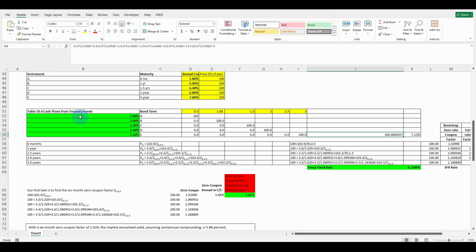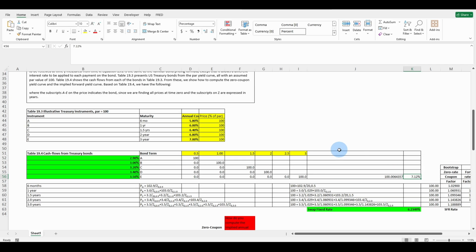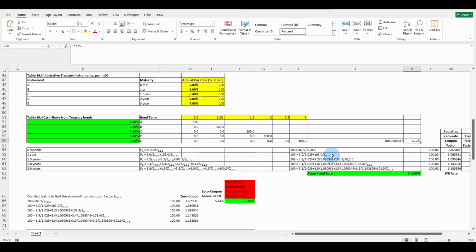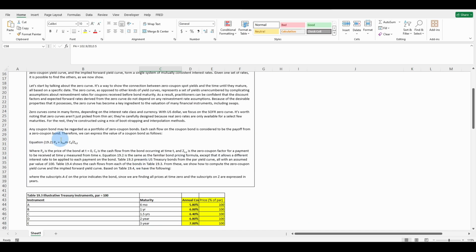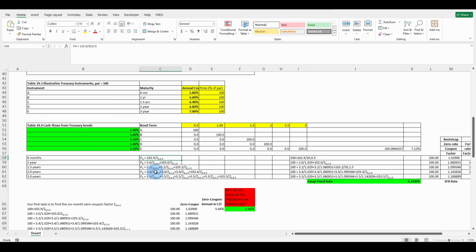Looking at Table 19.4, it looks like we have a price of 100, 0.064, et cetera, and then a yield of 7.12%. And I'll delve into this in a minute. So we have the 6-month, and here is the formula. Isn't that this right here? Yeah, 19.2. All we're going to do is use this and extend it out. This is what it looks like as we go from 6 months out to 3 years.